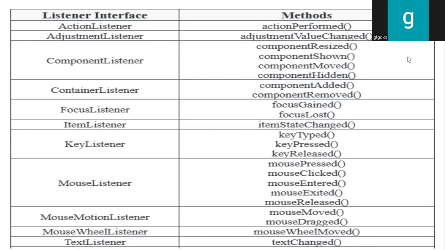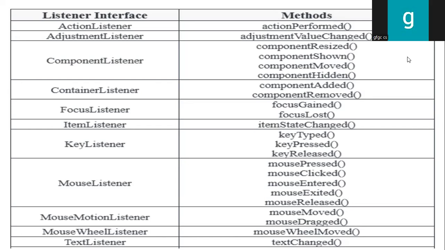In our syllabus, we need only the key listener, mouse listener, and window listener. Now I am going to explain those listener classes only. Although we have many listener interfaces here, we have to focus only on the key listener, mouse listener, and window listener. For key listener, there are three functions: keyTyped, keyPressed, and keyReleased. Next is mouse listener.